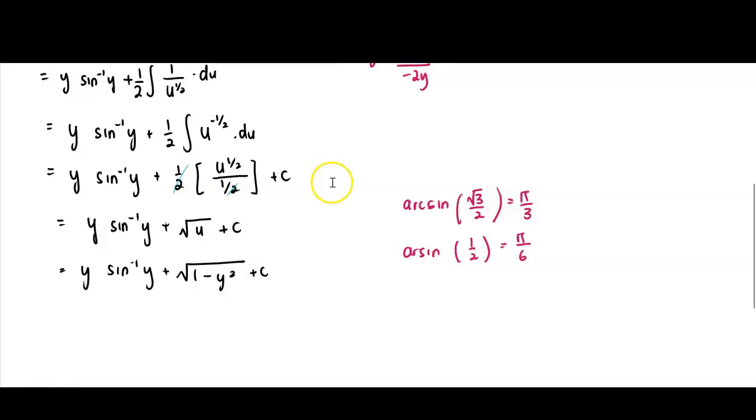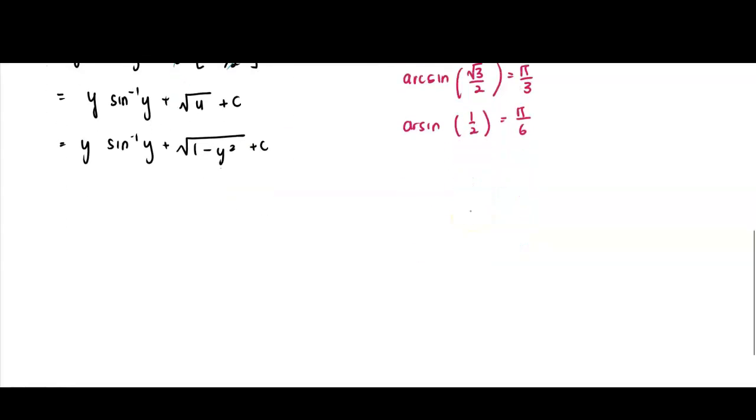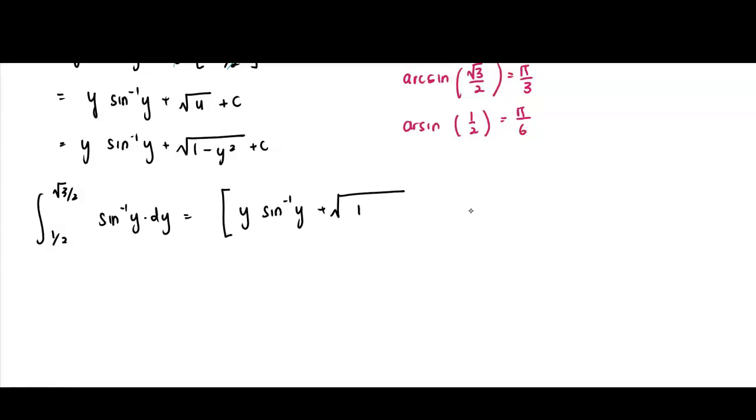Now let's try without using this. Let's say we don't remember this, we're going to use the calculator. Your limit now is from root 3 over 2 to half, arcsin y dy, which is equivalent to, we have the integration here, y arcsin y plus under root 1 minus y squared, no need for plus c, evaluated from root 3 over 2 to half.